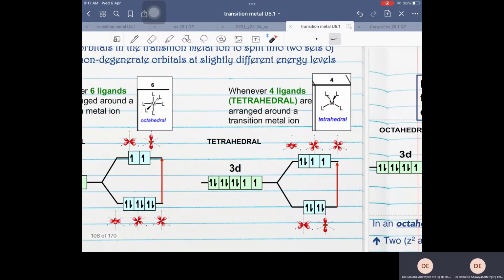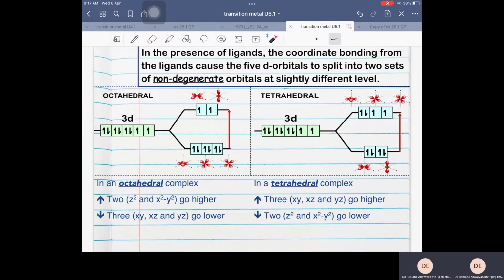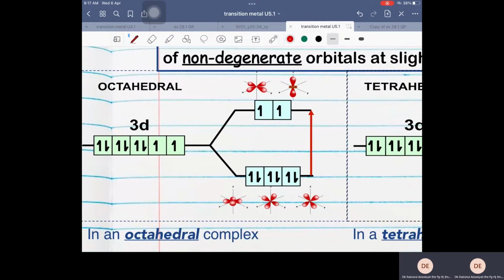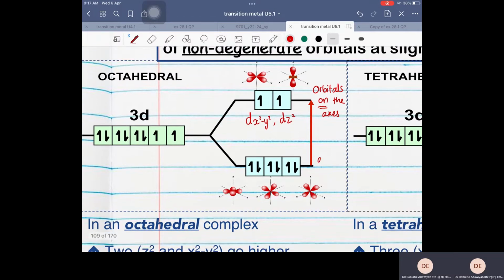This diagram is the one that you have in your notes, so you can label this now. For octahedral, it is the orbitals that sit on the axis that feel the most repulsion, which are your dx square minus y square, and dz square. As for the orbitals between the axis, they feel less repulsion. That's your dxy, dyz, dxz.